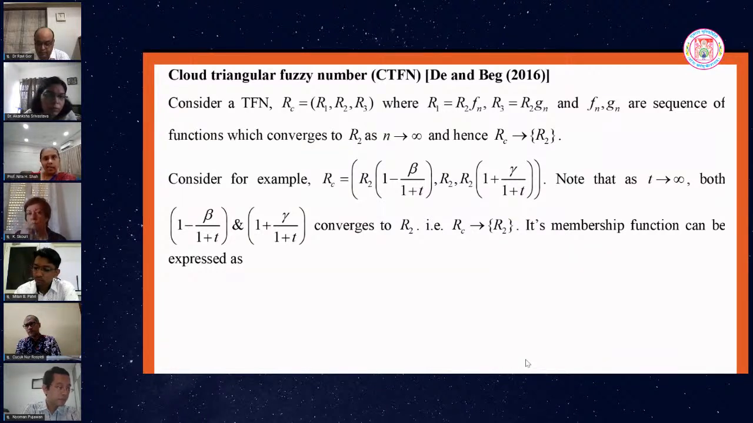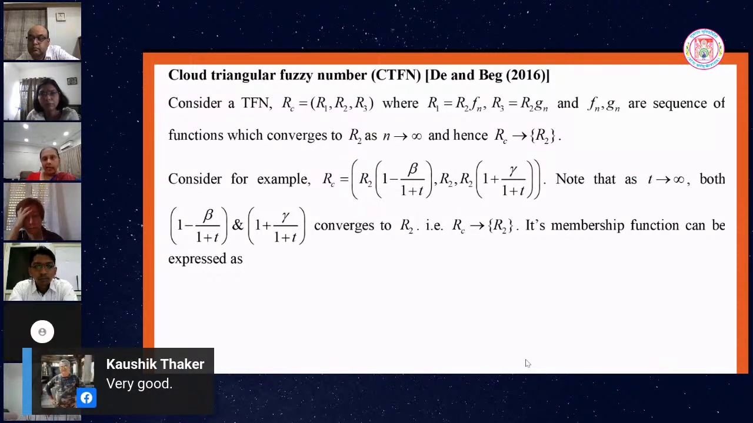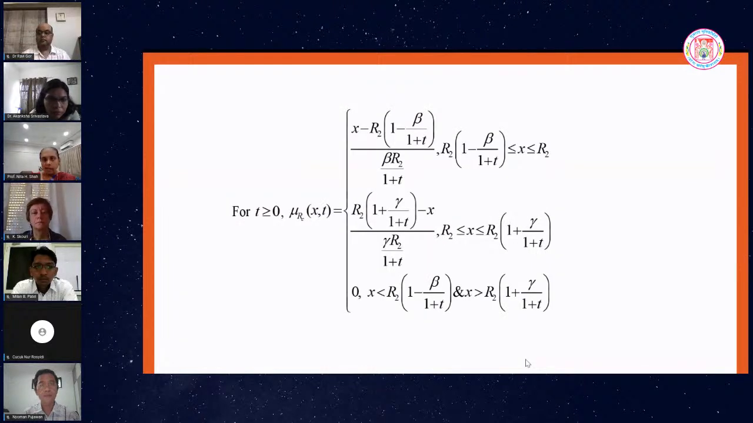For example, let us have cloud fuzzy triangular numbers as R2 into 1 minus beta upon 1 plus t, R2, and the third number is R2 into 1 plus gamma upon 1 plus t. Obviously, as I said previously, when t tends to infinity, 1 minus beta upon 1 plus t and 1 plus gamma upon 1 plus t will converge to R2, because both the terms, beta upon 1 plus t and gamma upon 1 plus t, will go to 0. So we have R2, R2, R2. So what I can say is that the cloud fuzzy parameter reduces to a constant, that is R2, and its membership function can be expressed as this.